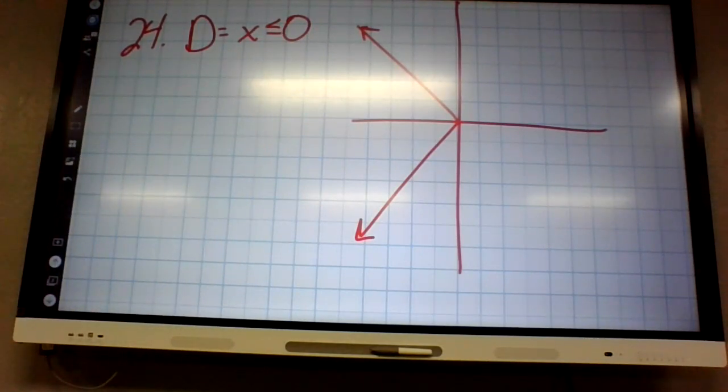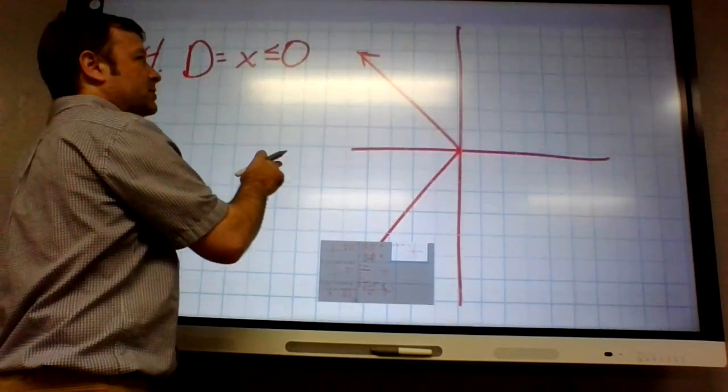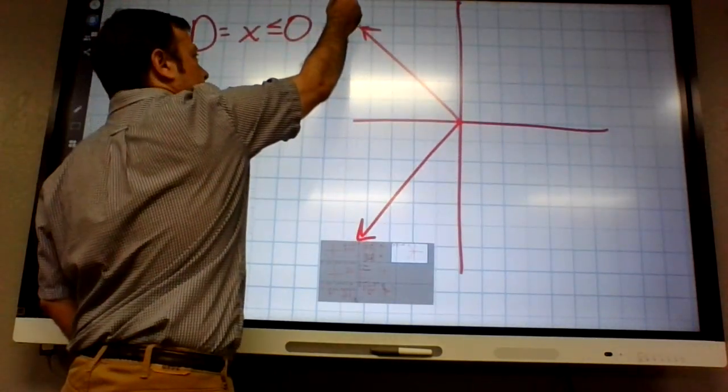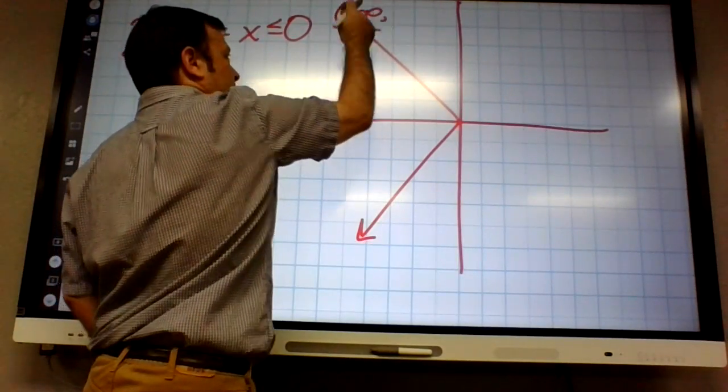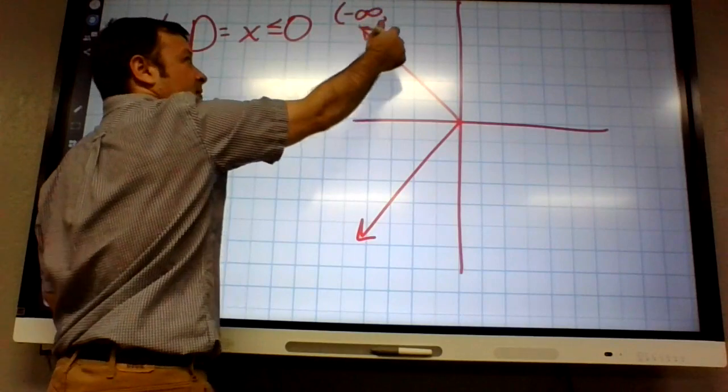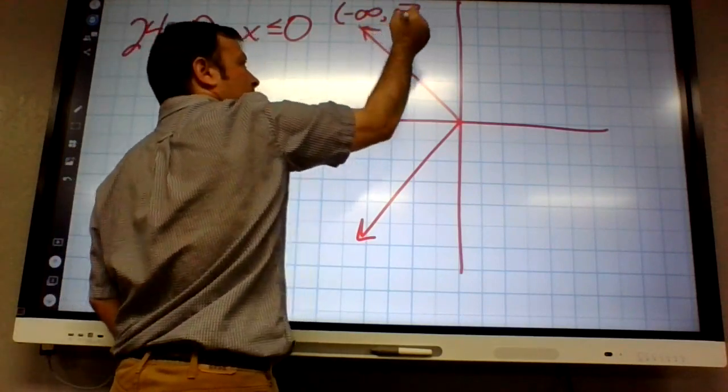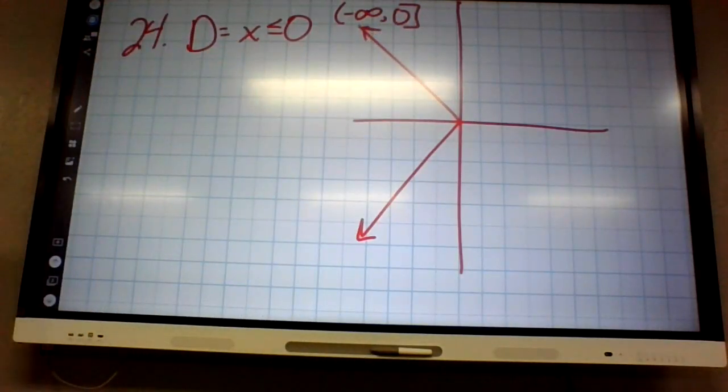That's the answer. That's one of them. You guys want to guess how they write that with the other weird notation that I mentioned earlier? A box. And then negative infinity, parentheses because it can't get to infinity, to 0. That's how they would write it.